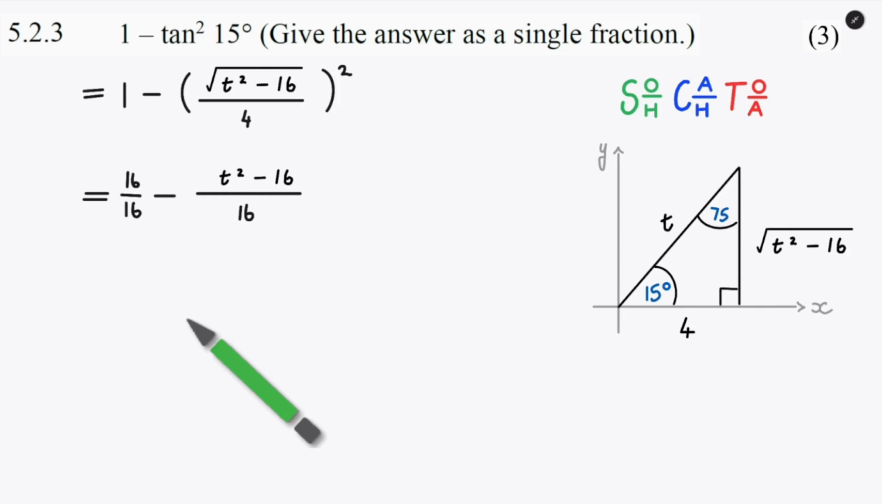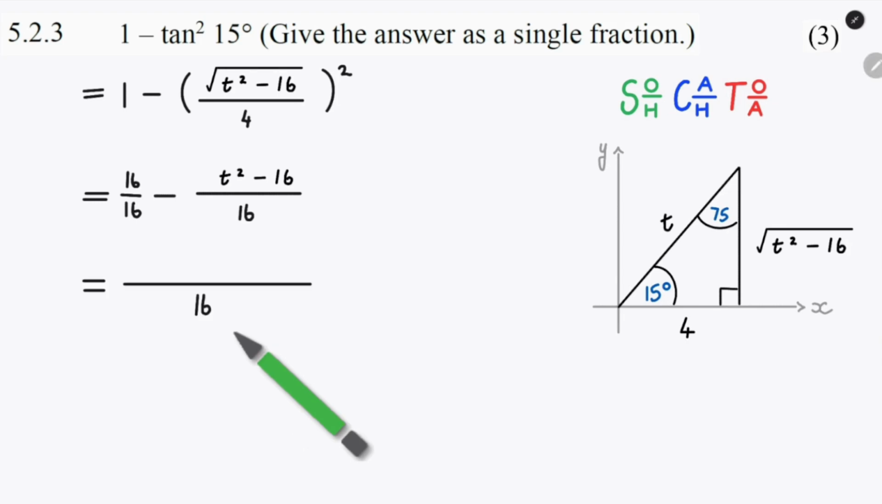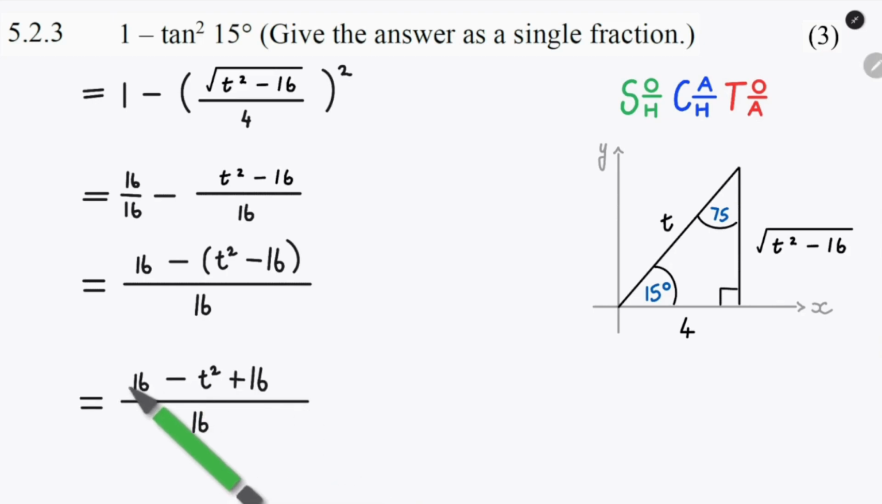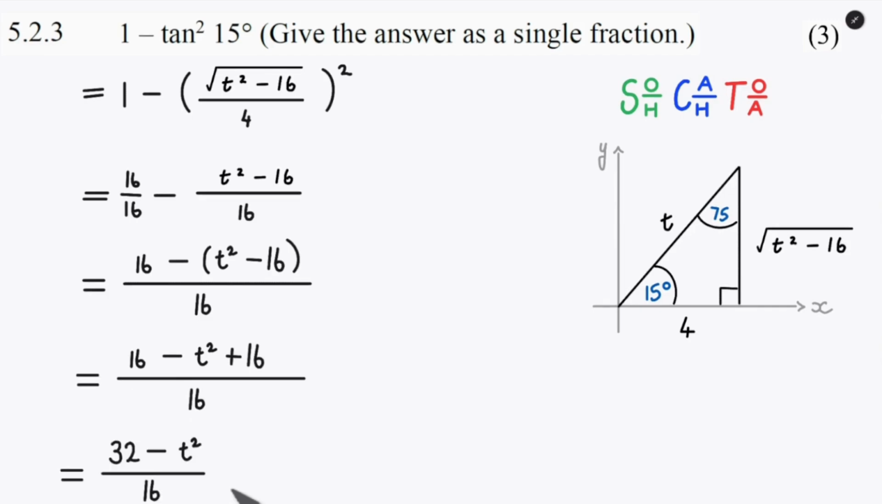Now we're going to morph these guys into one big fraction. So I'm going to draw a big divide line with 16 at the bottom. And then I'm going to say 16 minus this guy in a bracket. Don't forget a bracket. You're subtracting the whole thing. So it's 16 minus t squared minus 16 in a bracket. Okay, we're going to distribute that negative into the bracket. So we're going to get a sign change happening over here. And then we just do our like terms. 16 plus 16 will give me 32. So I can change that at the top. And we'll just be left with 32 minus t squared over 16.